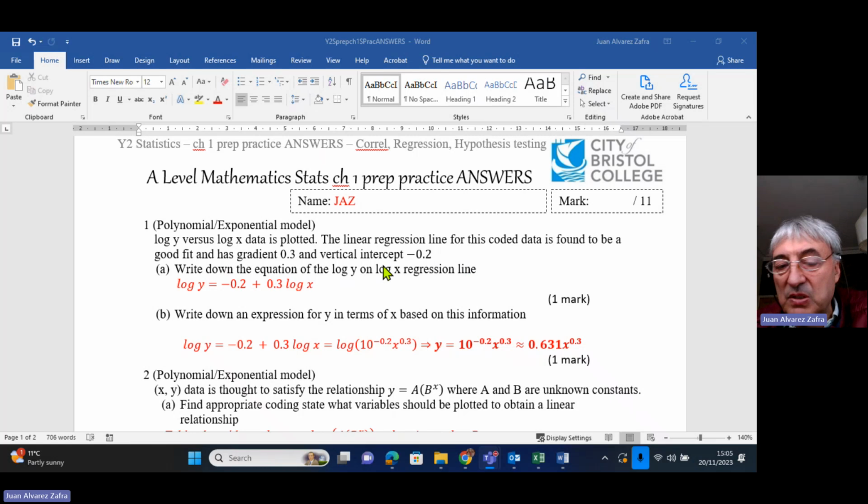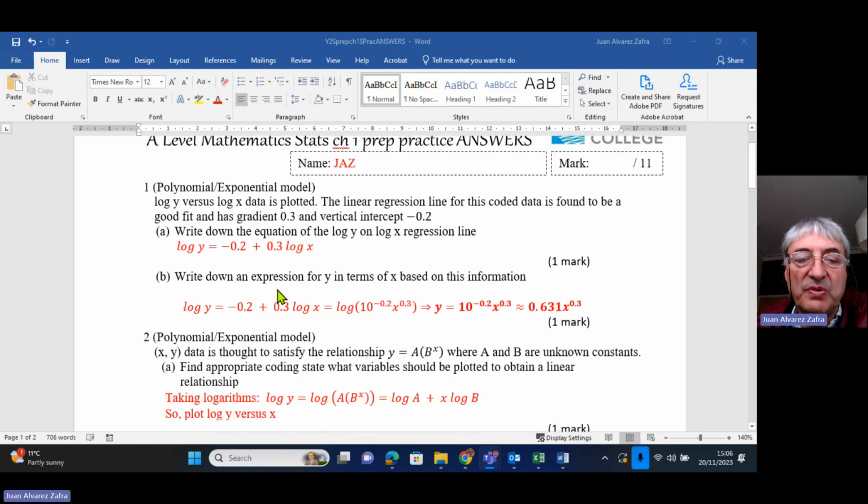Log Y on log X means log Y from log X. So think of log Y as the output and log X as the input. And then thinking about y equals mx plus c, where y is the output and x is the input, we get log Y equals 0.3, being the gradient, log X plus minus 0.2, where c is minus 0.2.